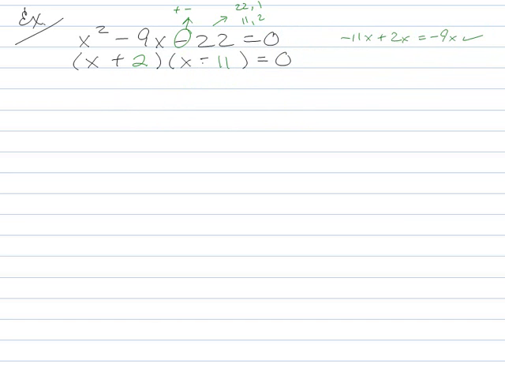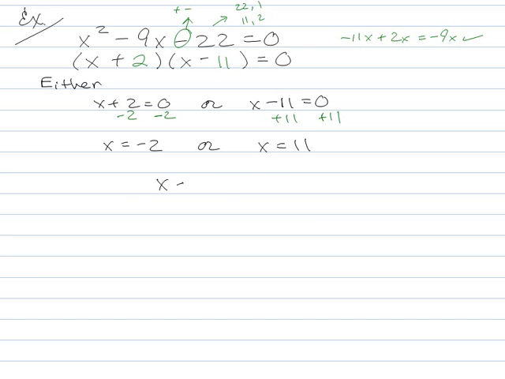Okay, so I have this times this is 0. So that means that either x plus 2 is equal to 0 or x minus 11 is equal to 0. And I can go through here and get something like that. So x is negative 2 or 11. Got it? All right. And really, that's how it goes from here on out.